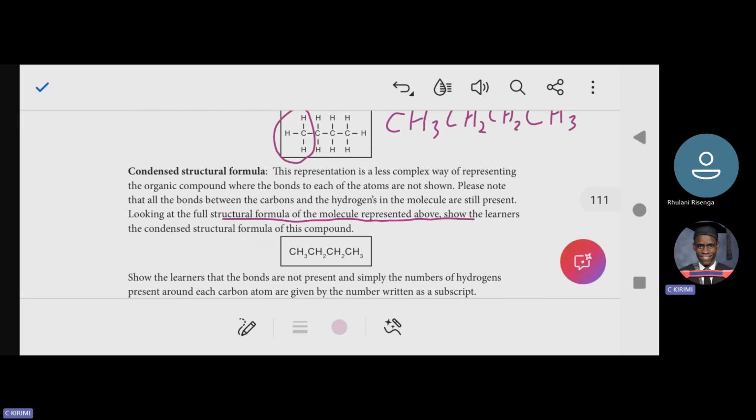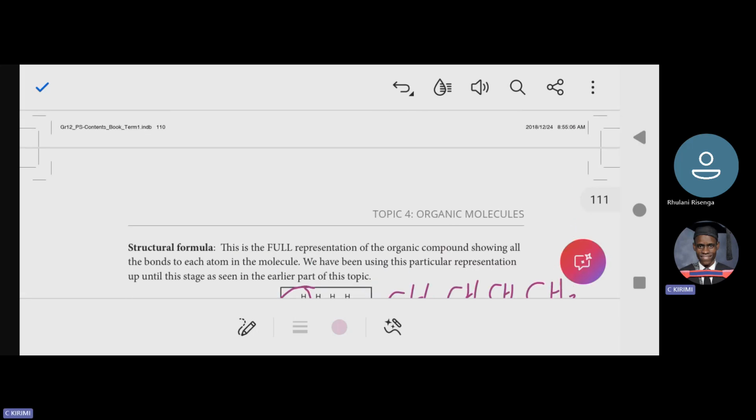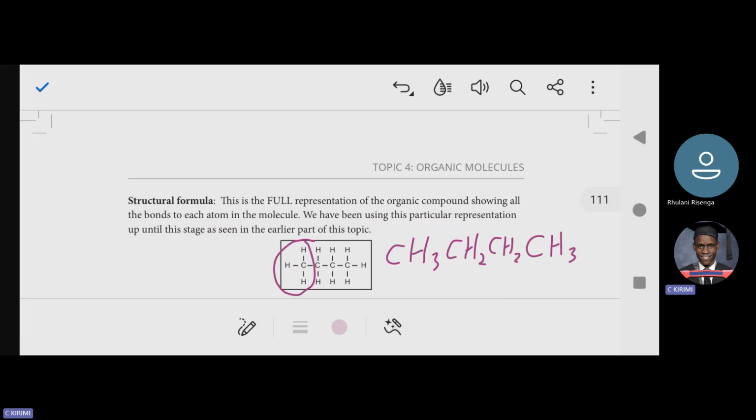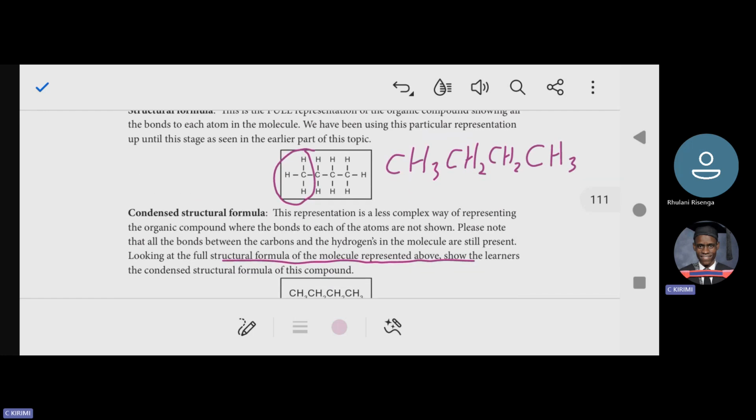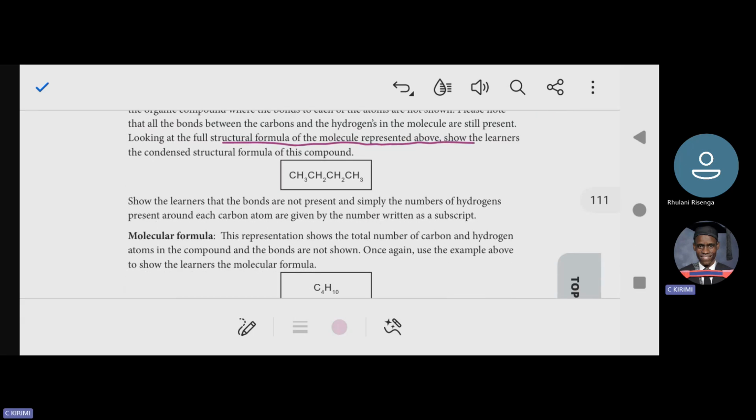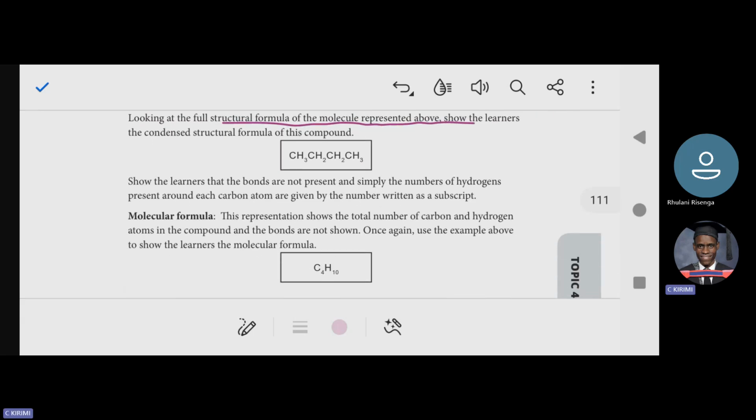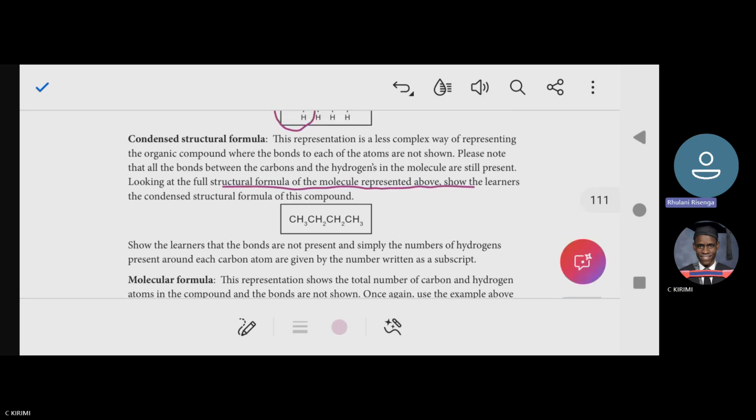The structural formula is the structure, which means you have to draw the structure. When the question says write down the structural formula, you have to draw. If they ask for the condensed structural formula, after you've drawn, we don't want to see the bonds. Then the molecular formula: you sum up how many carbons and how many hydrogens in total. That is the molecular formula.